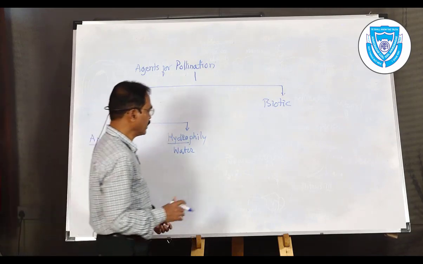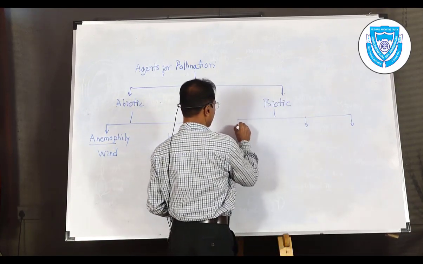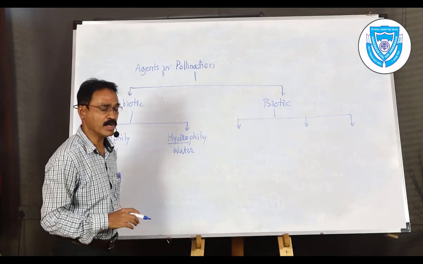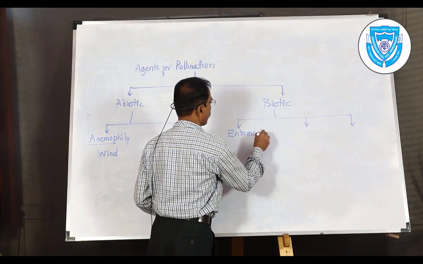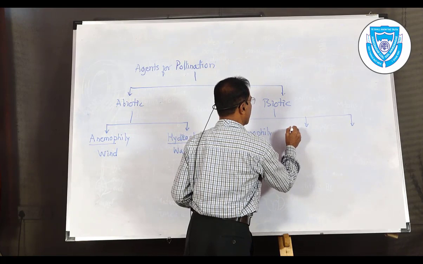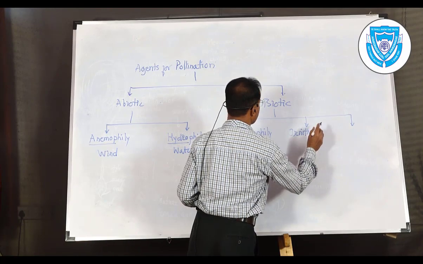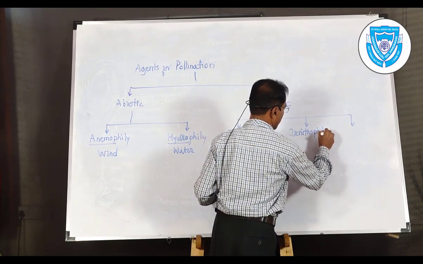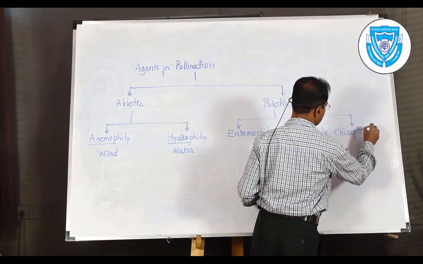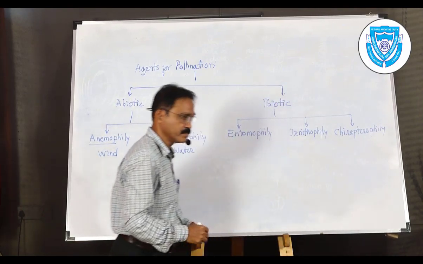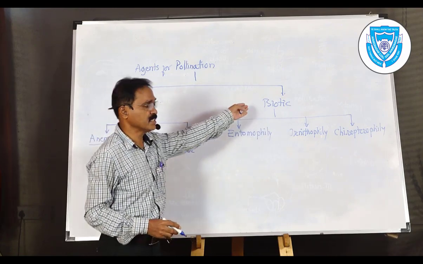While in biotic pollination, many living organisms are involved. So biotic pollination has entomophily, then ornithophily, and the last one, chiropterophily. So entomophily, ornithophily and chiropterophily are known as the biotic agents.